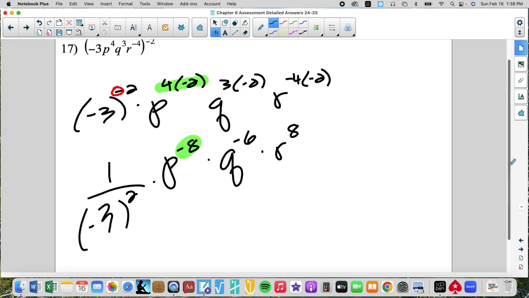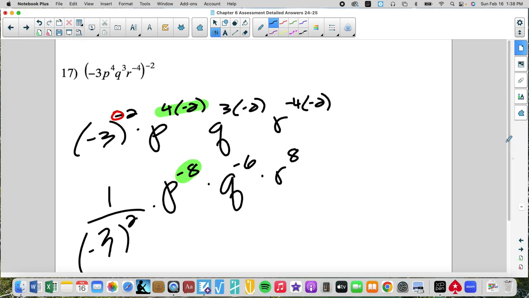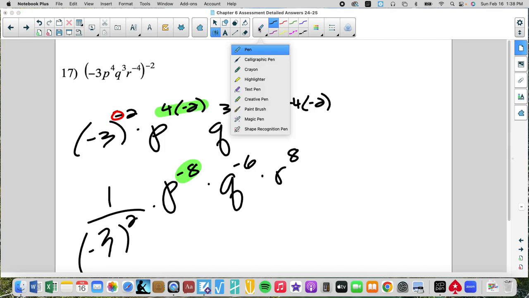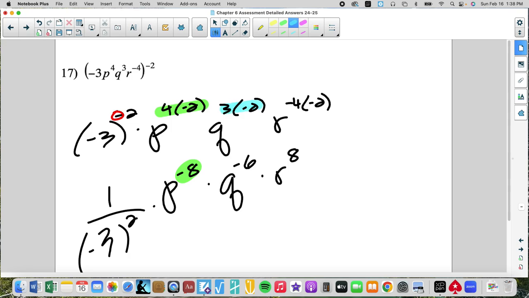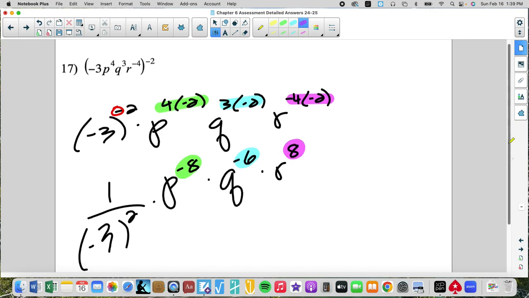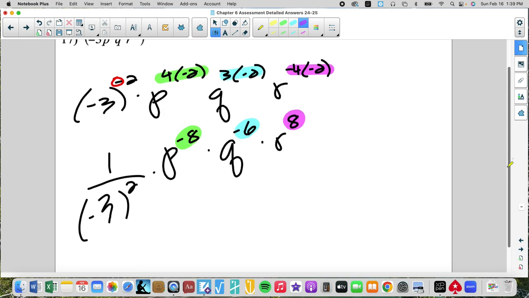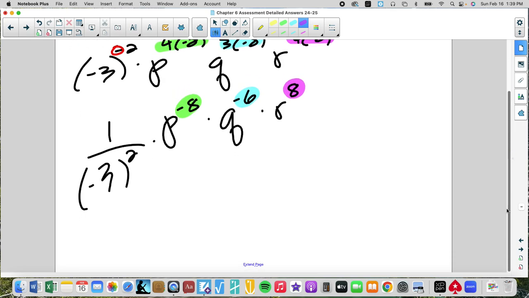Only thing in the denominator right now is the -3 squared, because I addressed this. There was no multiplication that I needed to do, like 4 times -2, 3 times -2, and -4 times -2. I just did those to simplify. They were in the numerator. They stayed in the numerator because the only operation I did was multiplying. I just simplified the exponent.